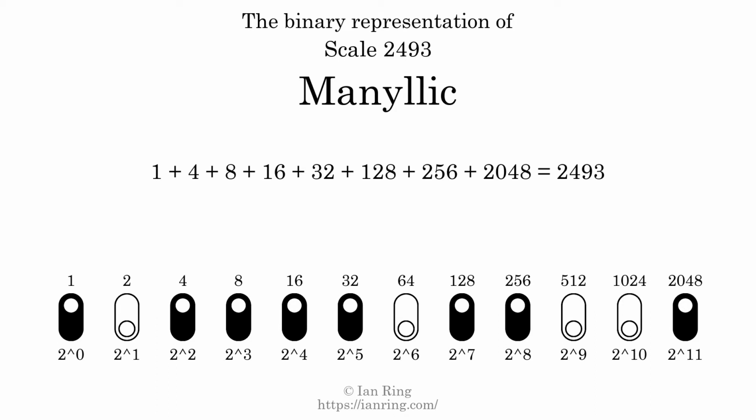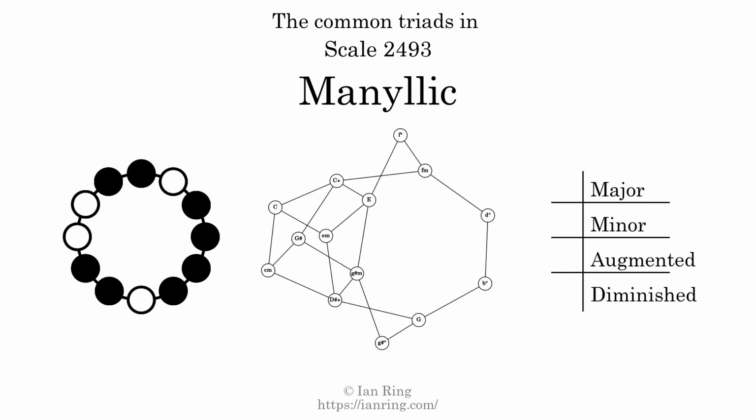2493. The scale number not only enumerates the scale with a unique index, but it also literally describes the tonal content of the scale. Represented as a binary number in base 2, the scale number is 1001101111101. Here are the common triads present in this scale.